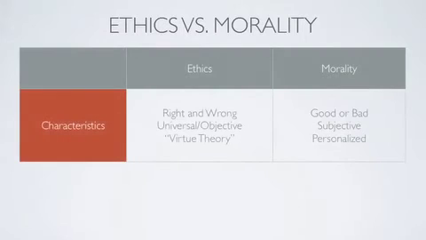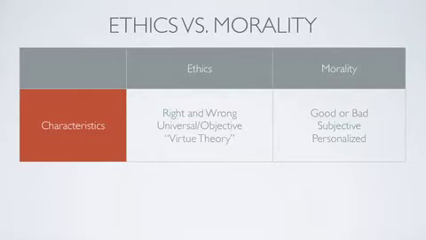The first thing to keep in mind is that when we're looking at the difference between ethics and morality, there are different characteristics of each. The first is that ethics involve right and wrong. Generally speaking, they are universal or referred to as objective, and they're based on Aristotelian virtue theory, which basically speaks about virtues that people aspire to.